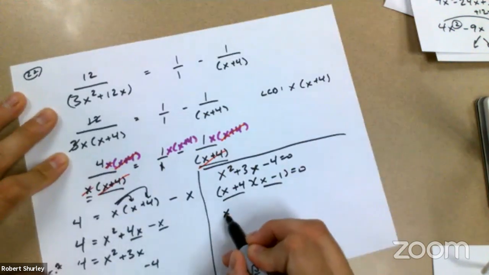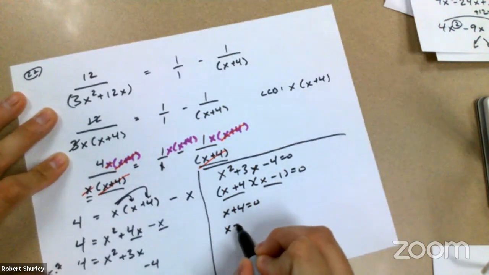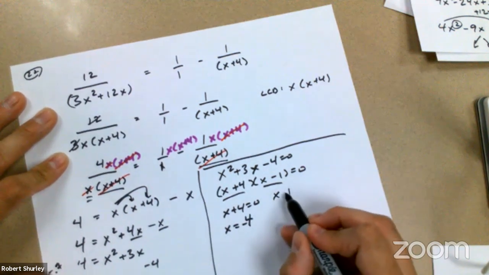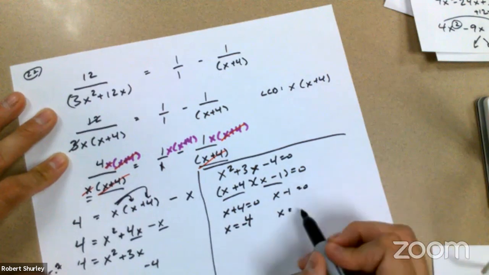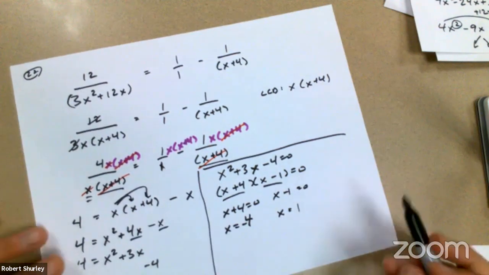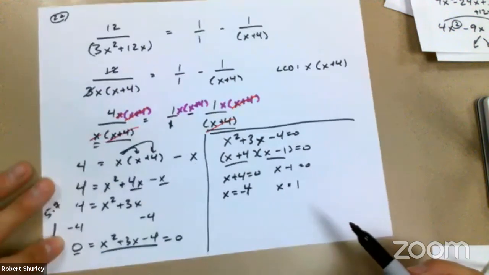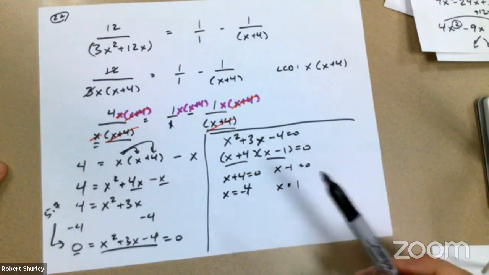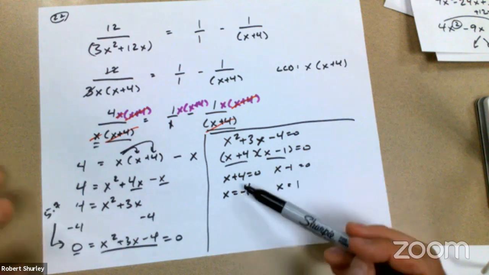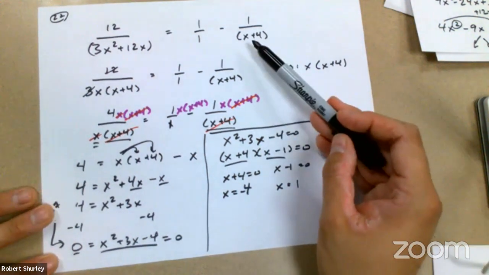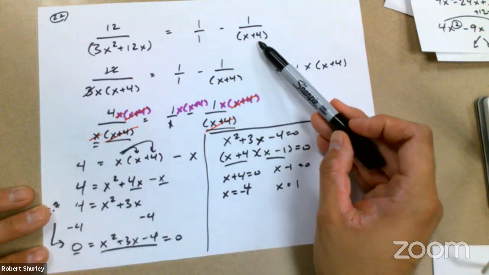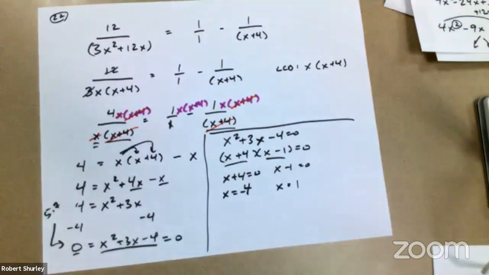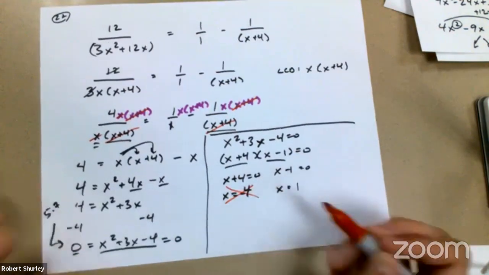Set each one of those equal to 0. X equals negative 4, and x equals positive 1. Oh no. But look, negative 4 here, if I plug that into that denominator, I'd have negative 4 plus 4, and that would be a 0 in the denominator. So this actually turns out to be a restriction.